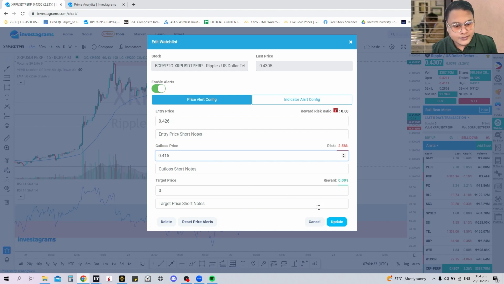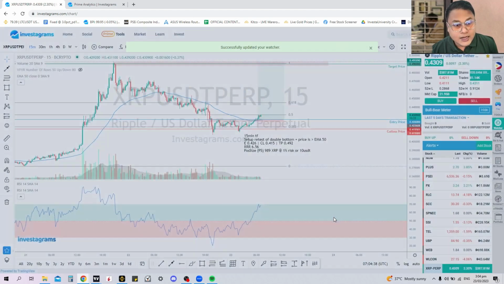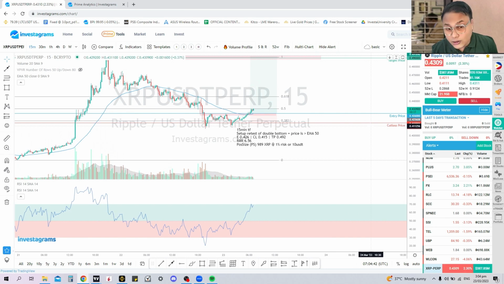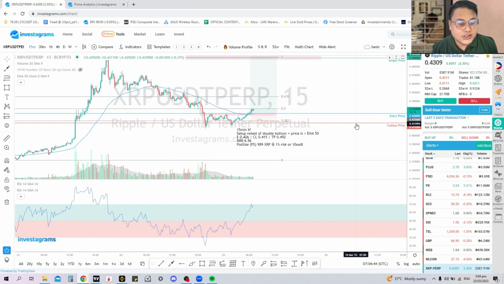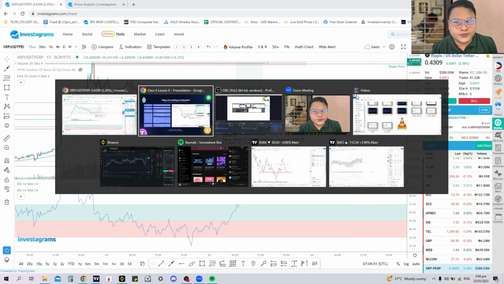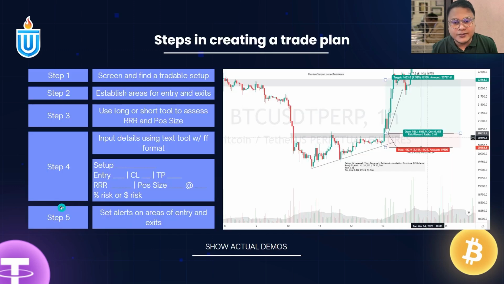0.415. And our target is at 0.49 na lang. So, yan. Then, i-update mo lang. Click your update. Tapos, naka-automatic plot na siya sa chart mo. Nakalagay na yung cut loss price mo, entry price mo, and yung target price mo. So, yun yung first example, di ba?